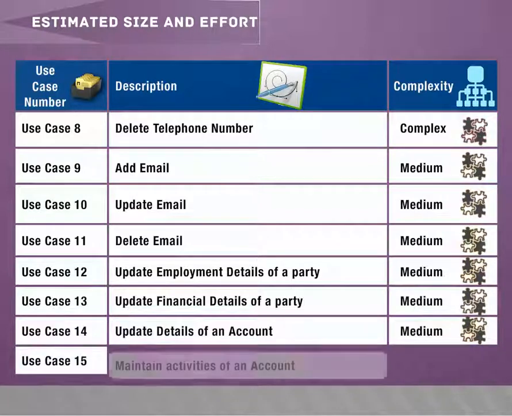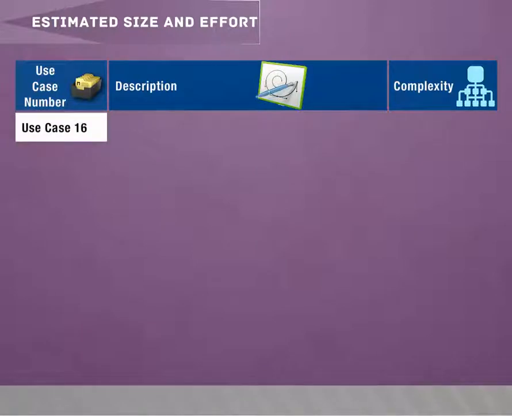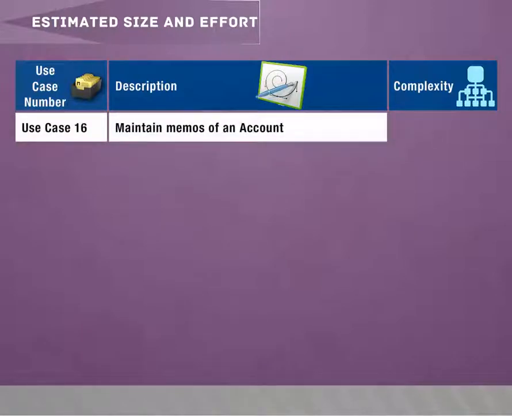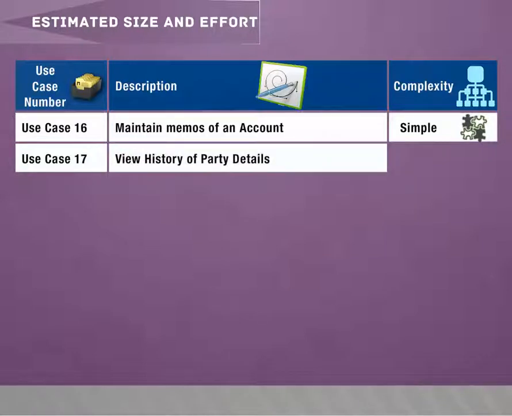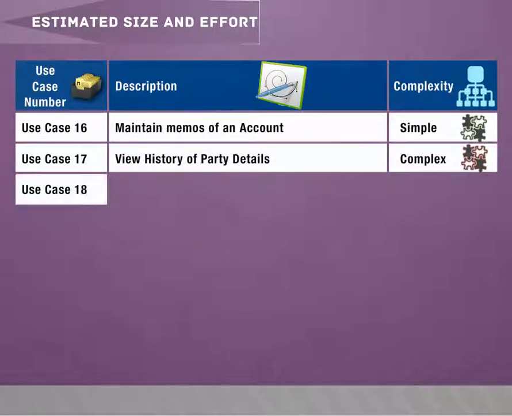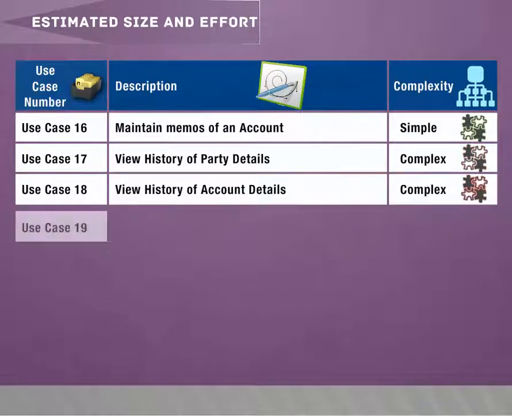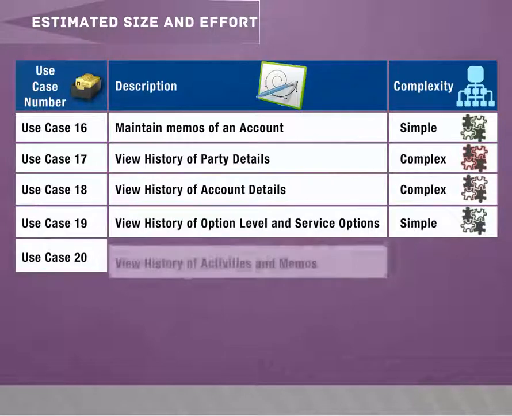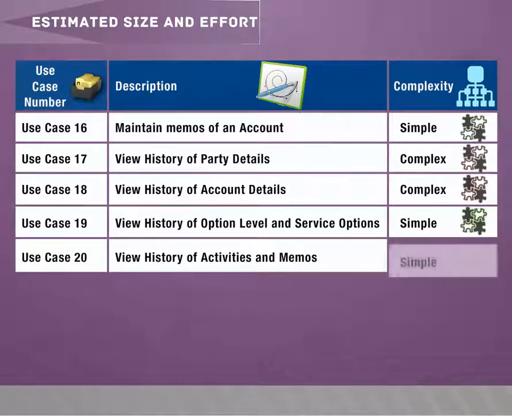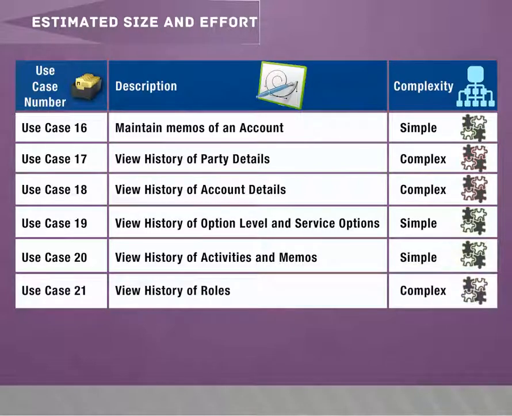Use case 15, maintain activities of an account, complex. Use case 16, maintain memos of an account, simple. Use case 17, view history of party details, complex. Use case 18, view history of account details, complex. Use case 19, view history of option level and service options, simple. Use case 20, view history of activities and memos, simple. Use case 21, view history of roles, complex.